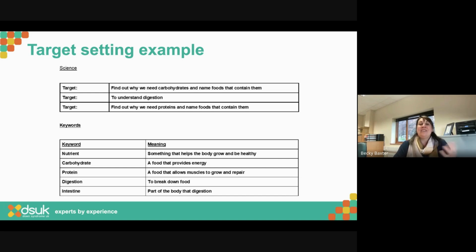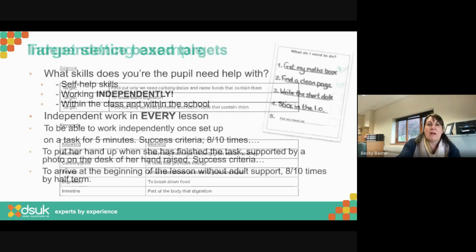Again, to understand digestion, what does that mean? It might be label parts of the digestive system, and these are the parts. Find out why we need proteins and name foods that contain them. Again, I want to be very specific about how many facts. But I really like the keywords because I know what I'm going to focus each of my lessons around.